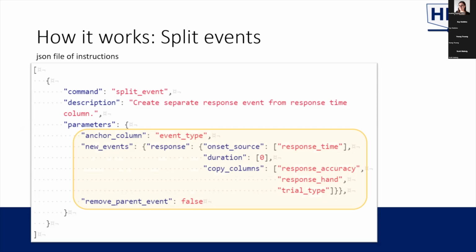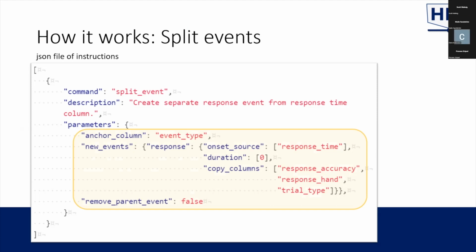The next thing that we're going to do is actually create the new events. In this case, we're only creating one new event, which is the response. And then for the response, we have to specify the parameters so that the remodeler knows how to actually create this event. The first thing that we have to say is how the remodeler should calculate the onset. And this is defined in the onset source, which can either be a string that refers to a column name, or it can be an integer, which is then what will be counted up with the onset of the original parent event, or it can even be both if you need to offset one of these values a little bit.